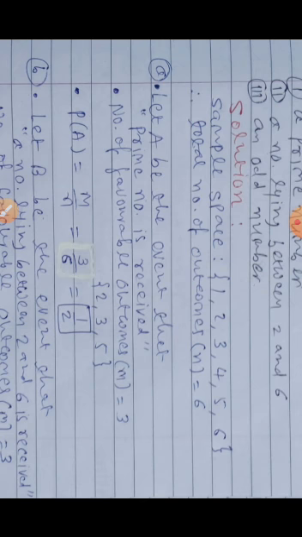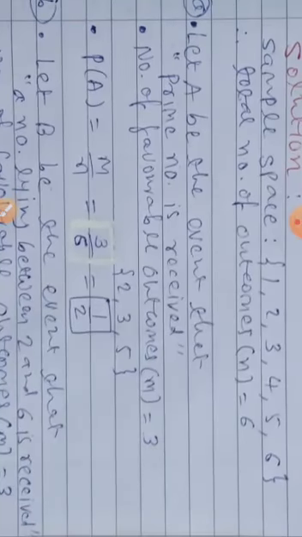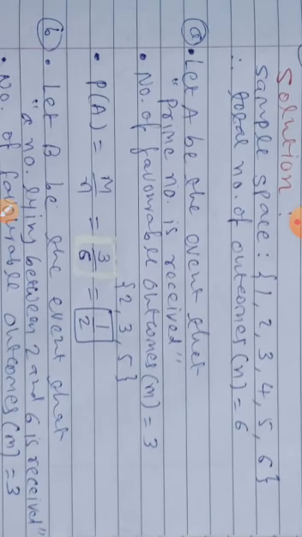2 is prime number. Because prime number definition is that those numbers having only 2 factors are called prime numbers. So 2 having 2 factors, 3 having 2 factors, 5 having 2 factors, so 2, 3 and 5. So favorable outcomes are 3.